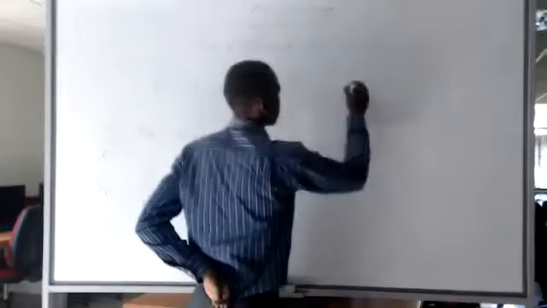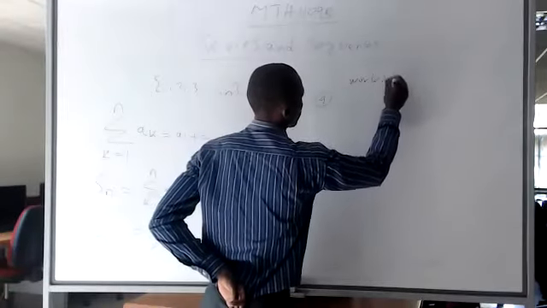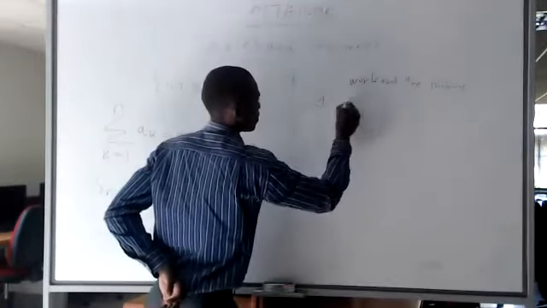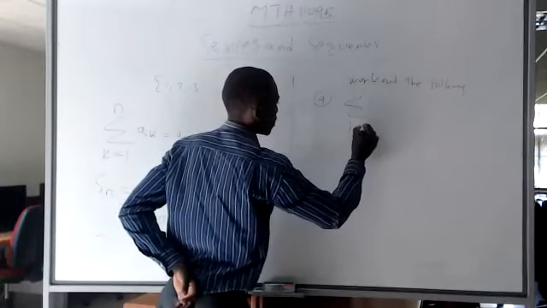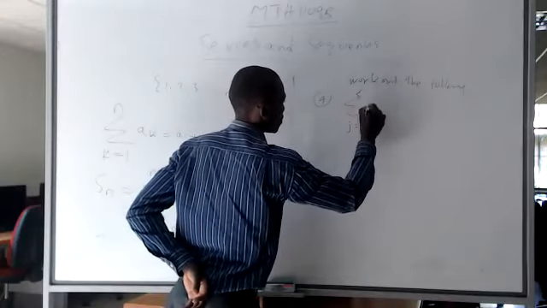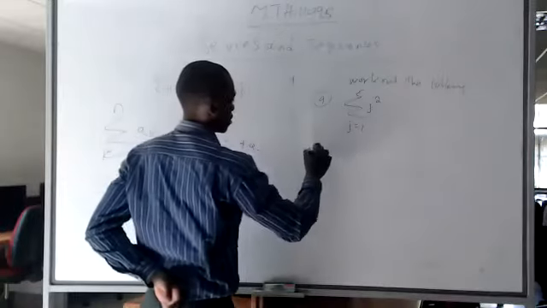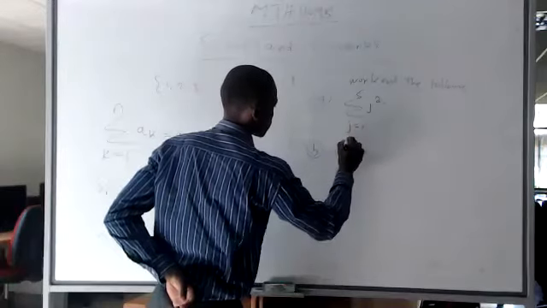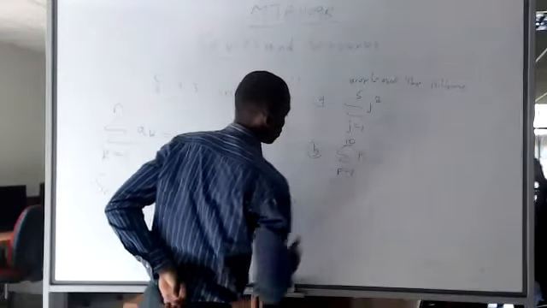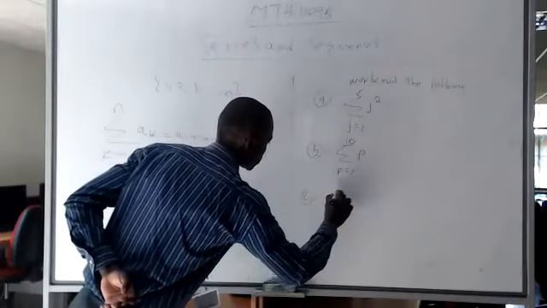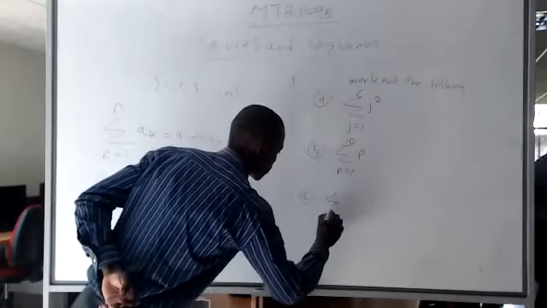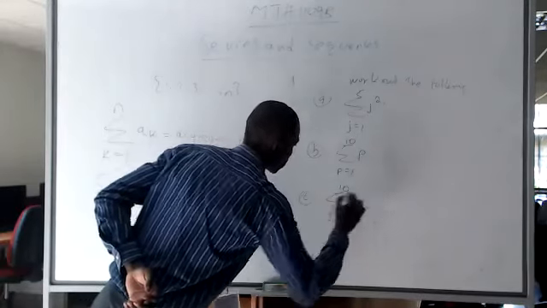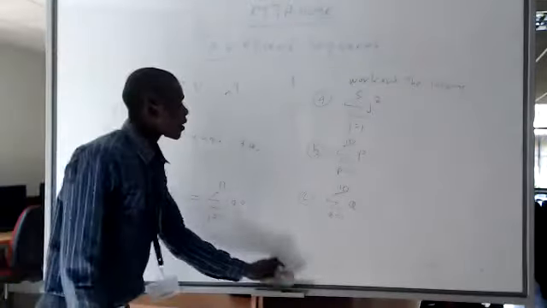So work out the following. We have summation of j is 1 to 5 of j squared; summation of p is 1 to 10 of p; and summation of a is 1 to 10 of a. Let us look at these 3 examples.